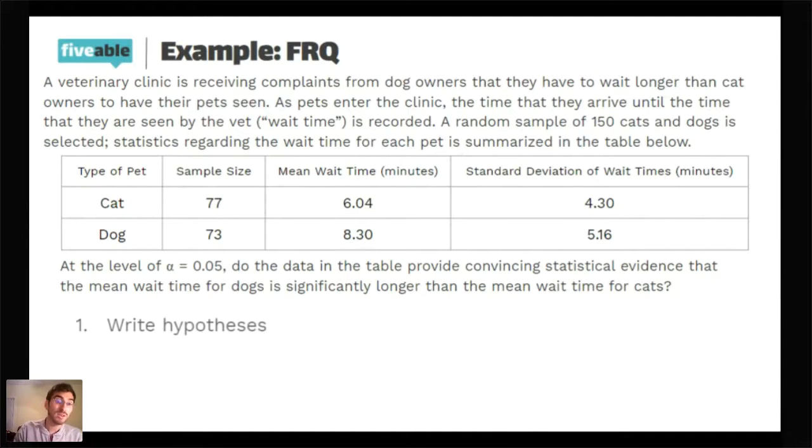So the first thing we need to do is write hypotheses using appropriate notation or defining parameters. So I will let some people write some stuff in the chat box before I reveal what hypotheses I wrote for this. And we'll talk about what gets credit and what doesn't get credit.